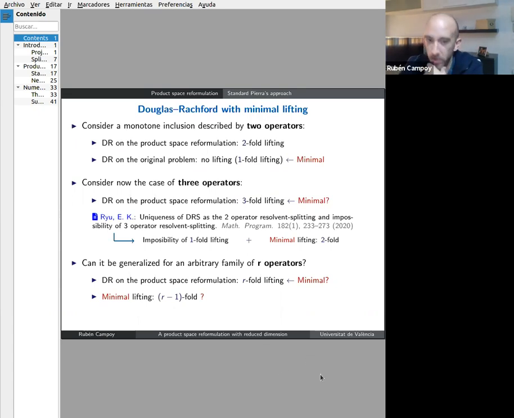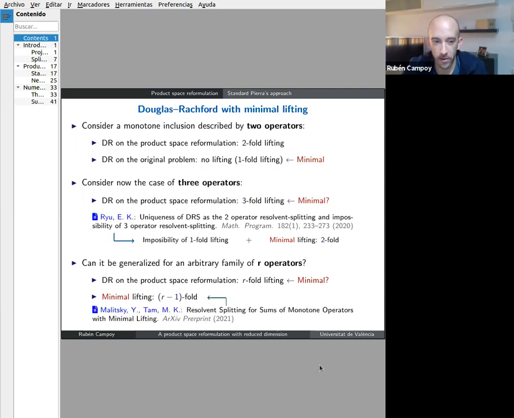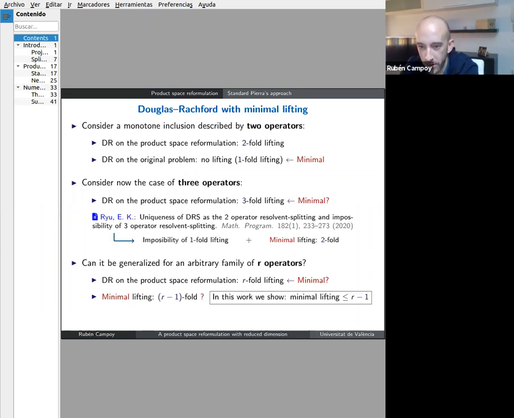So this was a question in the work I'm presenting. I showed that the minimal listing was at most R minus 1. But the fact is that now this is solved thanks to the paper by Matt Tam and Yuri Malitsky, where they provided a new implementation of the algorithm with R minus 1 for listing, and they proved that this is the minimal listing. We cannot reduce it a bit more. So how do we achieve this bound?